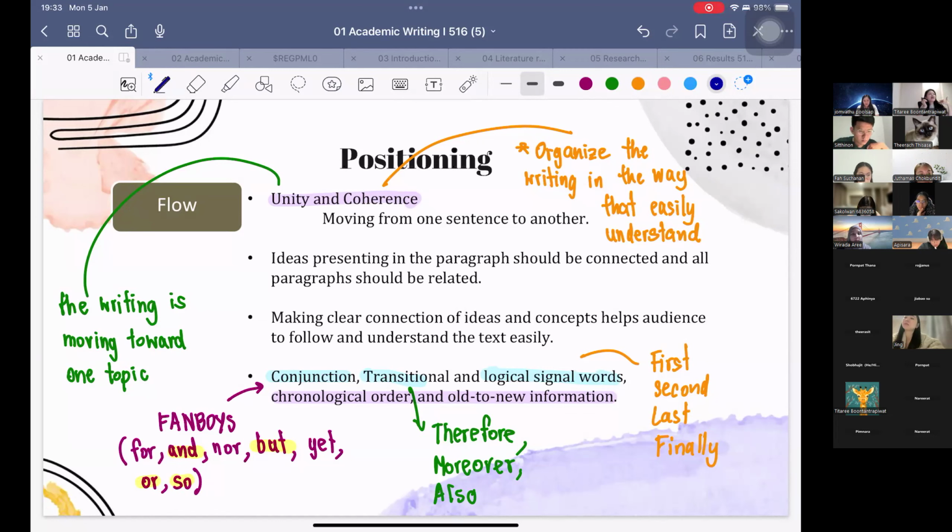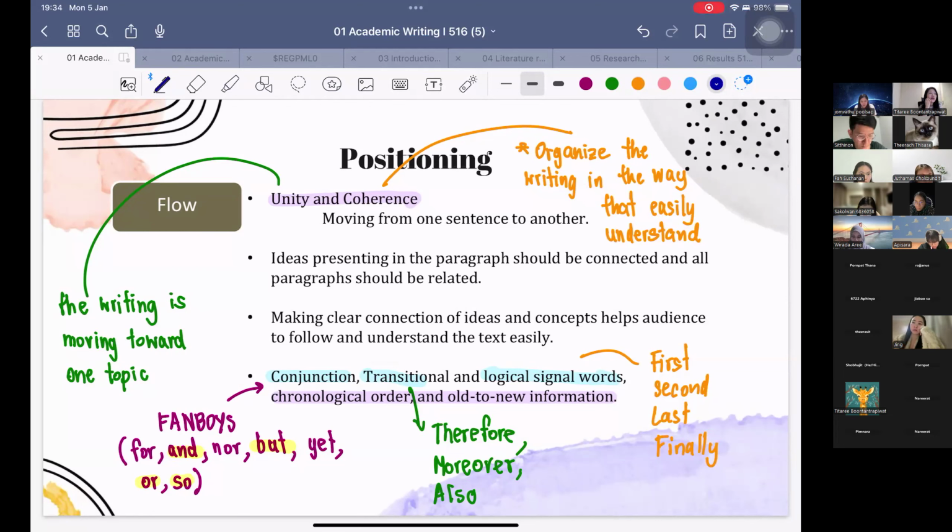Unity: everything, all the details, should be moving toward one topic. Coherence: find a way to organize your details, your information, in a way that is easy to understand. And in English, to help your information connect together, you can use conjunctions, transition words, or logical signal words to help you organize and link information together.